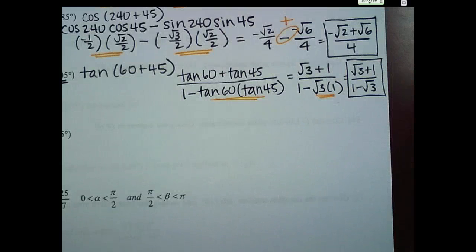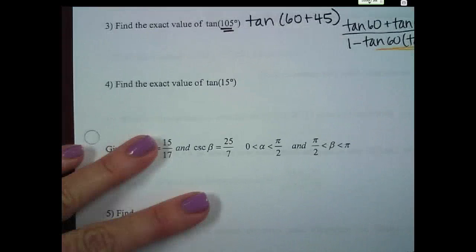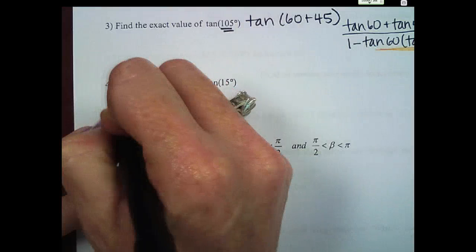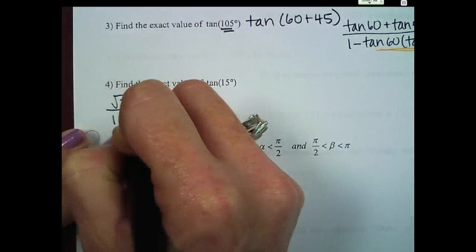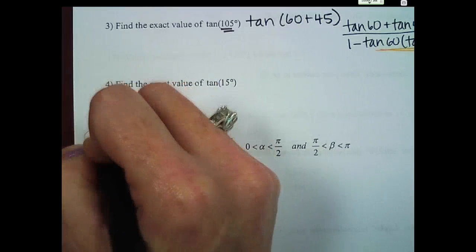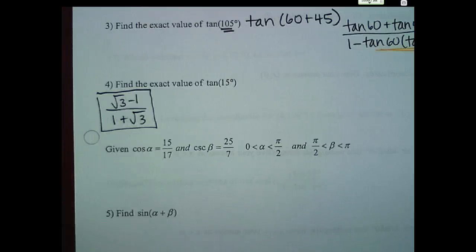Now for number 4, I'm going to give you a second to try the problem. But the answer is root 3 minus 1 over 1 plus root 3. You can check and see if you can get that right, number 4. I'll give you a second to try that one. Alright, so that was the answer to number 4.